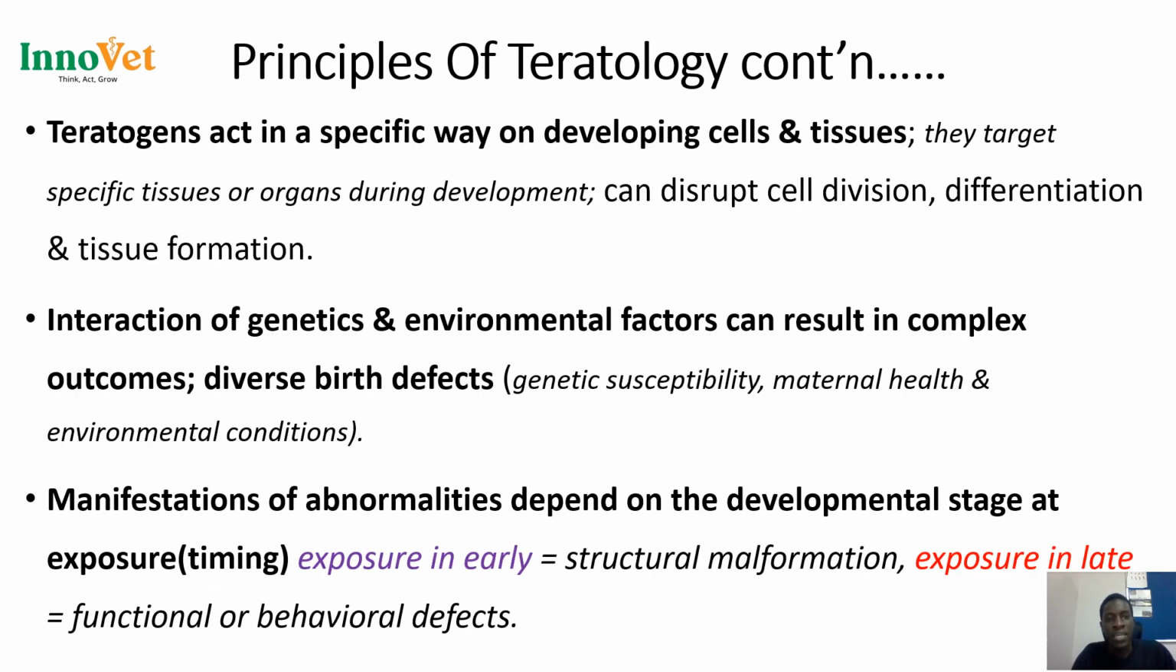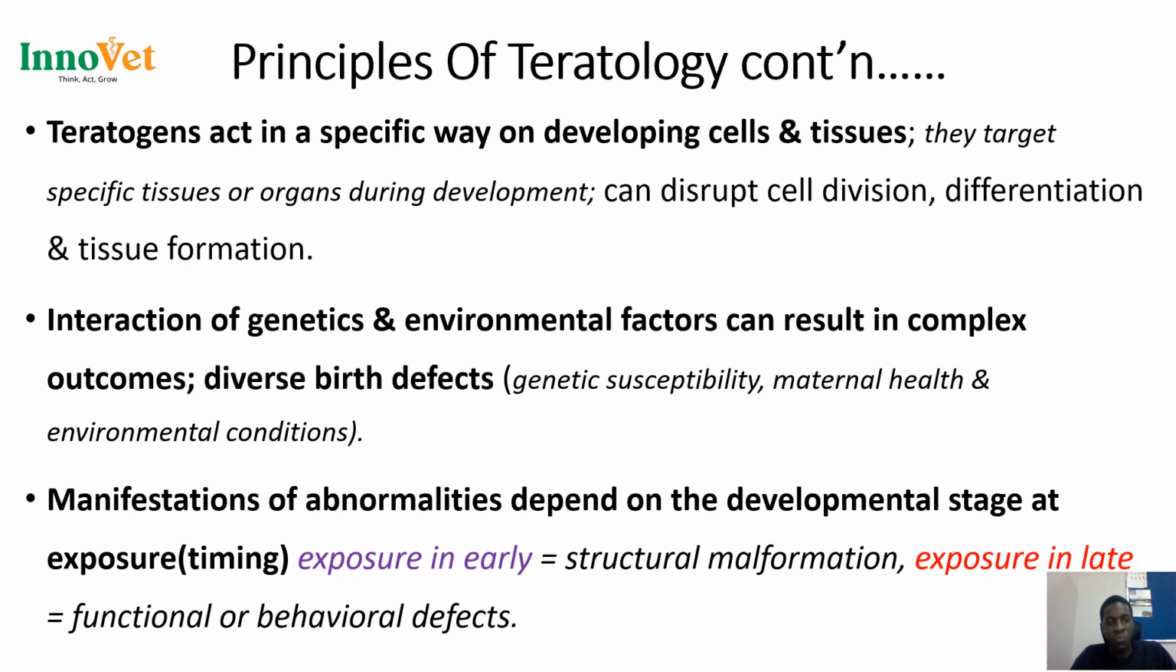Then the fourth, teratogens will act in a specific way on developing cells and tissues. So this means that they target specific tissues and organs within development, and they will act by either disrupting cell division, differentiation, and tissue formation. So that's where they will exert their specificity in action.